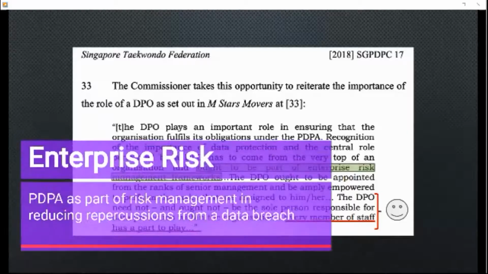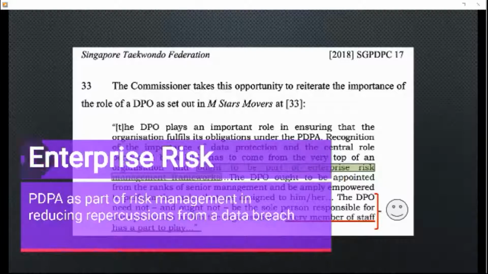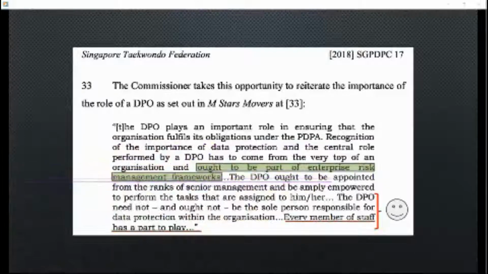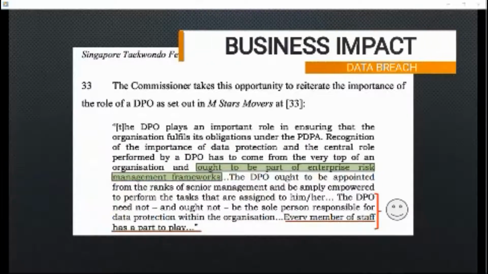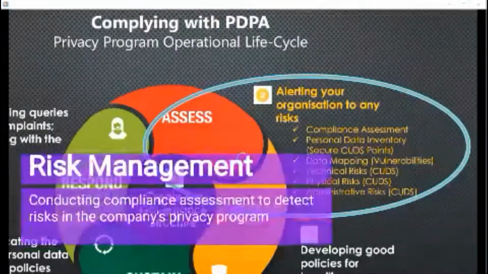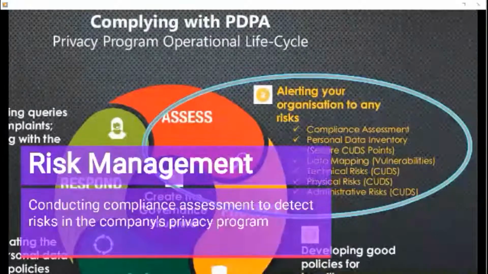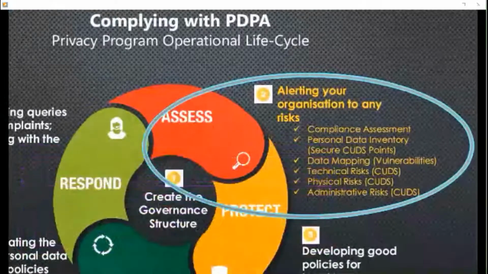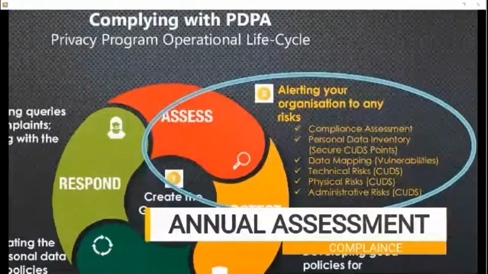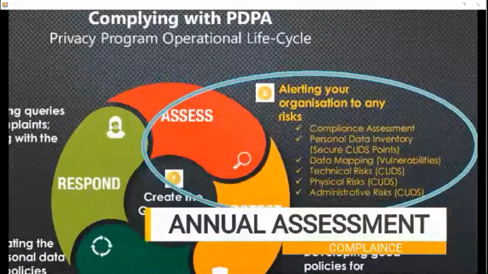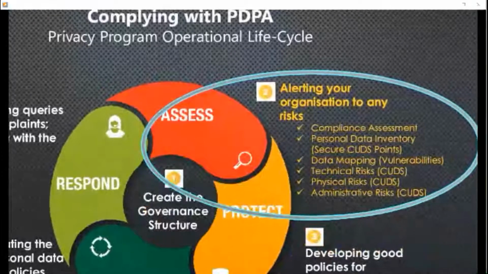They want to know, what do I do if I come across a photocopied NRIC? It says that the PDPA ought to be part of enterprise risk management frameworks. You need to understand the regulation and how it can impact your business if you're not in compliance. And you can only alert your organization if you have done a compliance assessment. Do you know that every year you can do a compliance assessment?